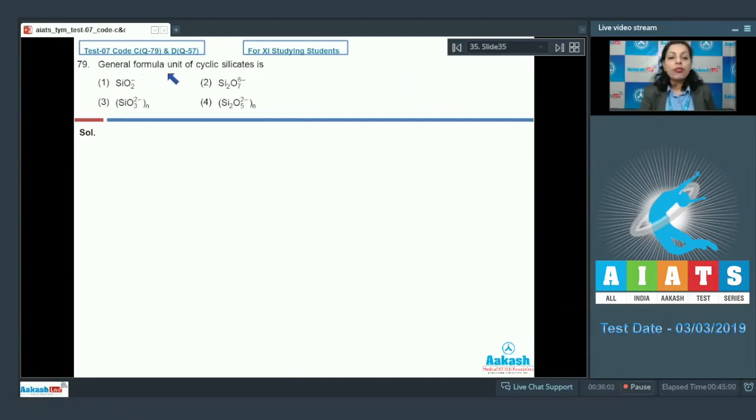Question number 79. General formula unit of cyclic silicate is. We have different formula units given. We need to just find out the general formula unit for cyclic silicate. If I talk about SiO2 negative, this is not the cyclic one. Further, Si2O7 6 negative, this is the general formula for the pyrosilicate. And here is (SiO3) 2 negative n. Yes, it is the formula for the cyclic silicate, while option 4 consists of the general formula unit for the sheet-like silicate, sheet silicate simply. So, option 3 becomes the correct option.